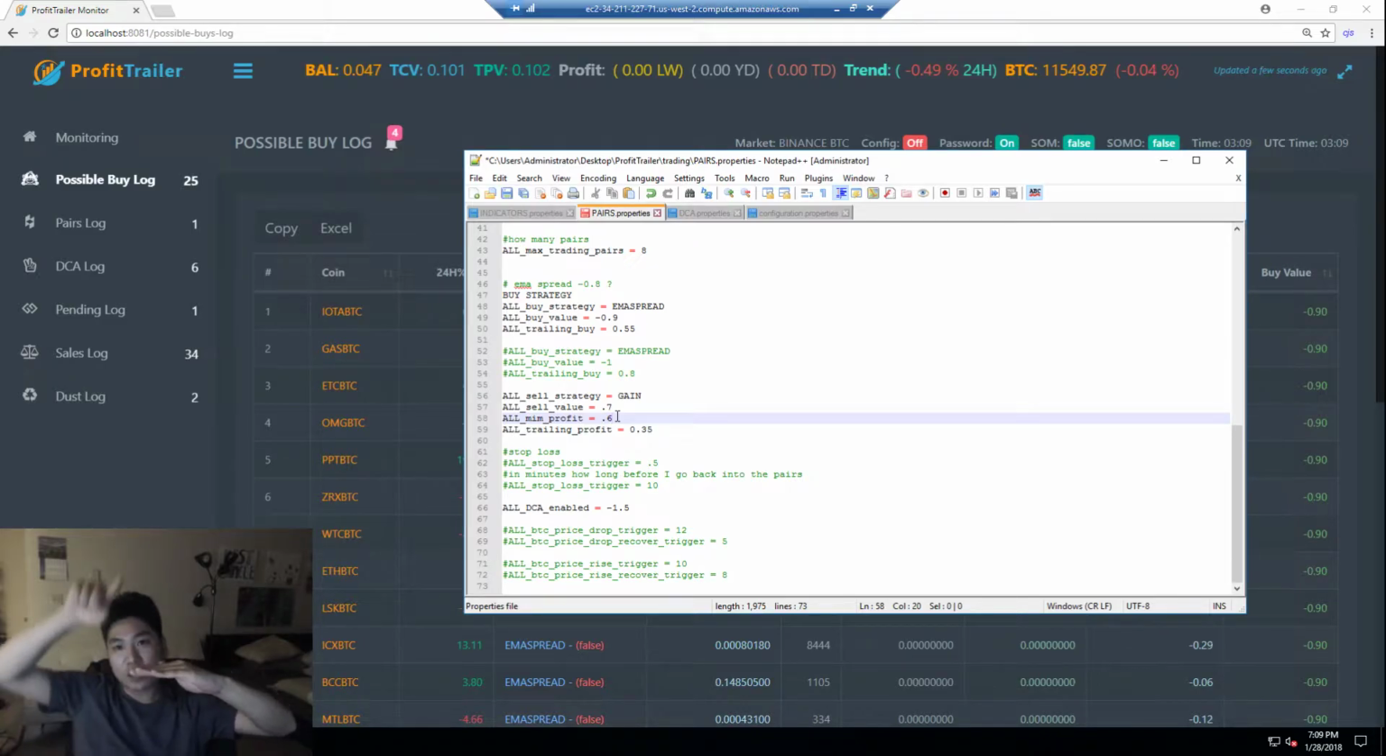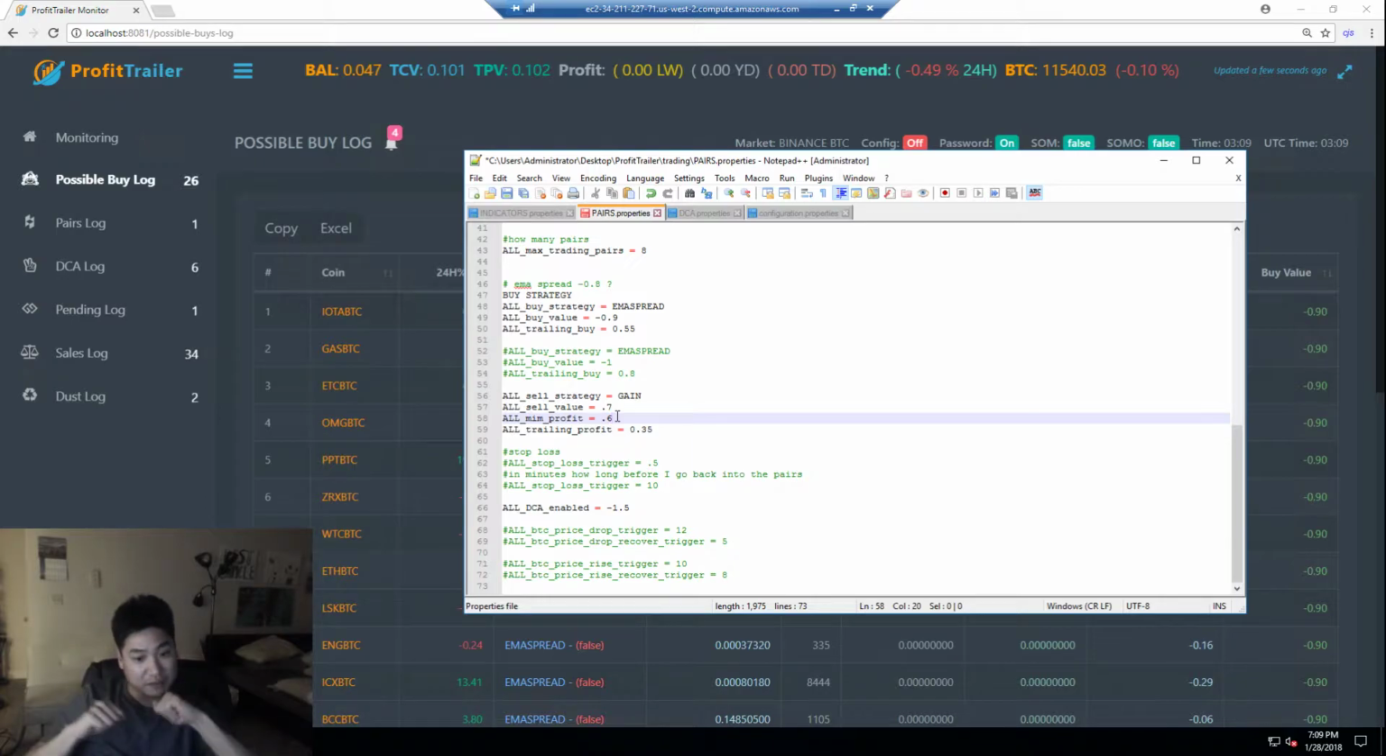And then it goes all the way back up to, let's say, 3%. And then it drops down 0.35%, and that's when I sell. So again, that'll be 2.65. So that's what ProfitTrailer is about.